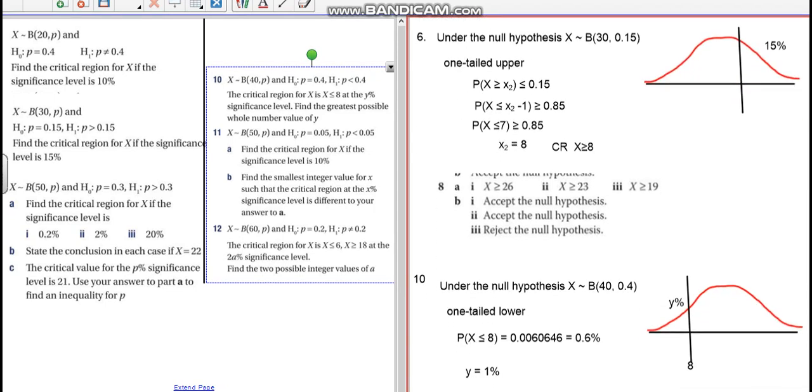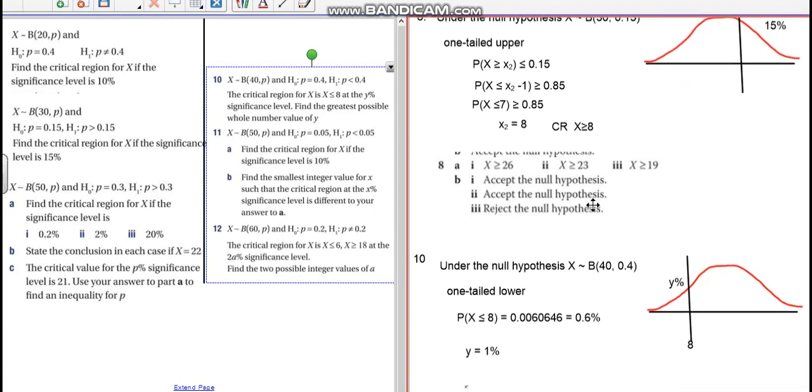So here are the answers to number 8. If you need me to go through that in more detail, I can, but your critical region for part 1 is x greater than or equal to 26. Part 2 is x greater than or equal to 23, and part 3 is x greater than or equal to 19, which means that in part B, you'd accept the null hypothesis for part 1, you'd accept the null hypothesis for part 2, and you'd reject the null hypothesis for part 3.